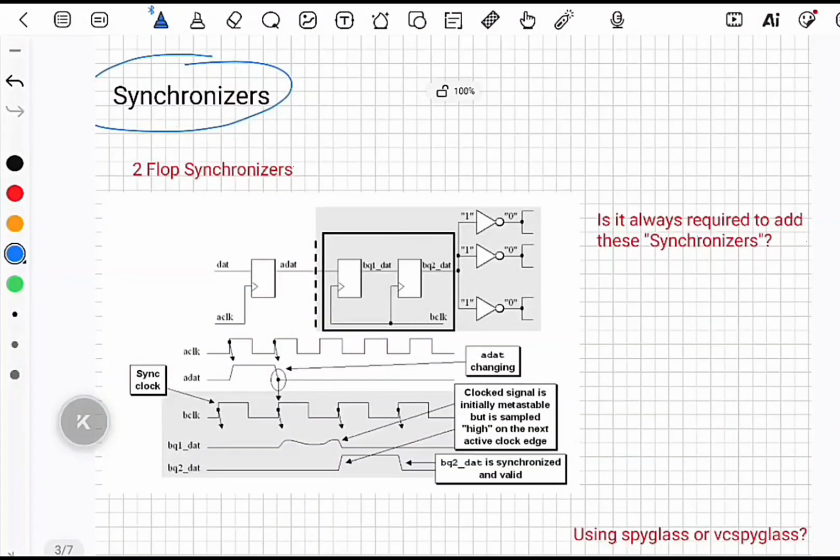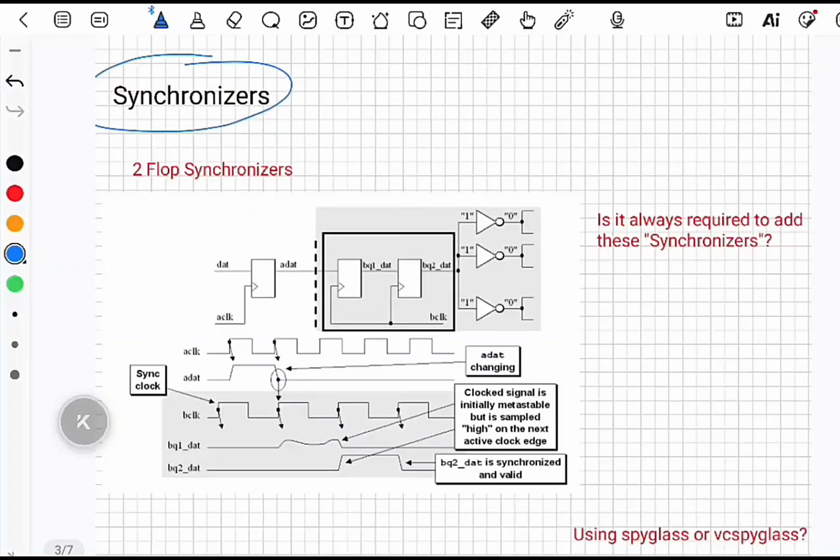That's where synchronizers come in. What are synchronizers? Synchronizers are basically a type of setup which will help you mitigate the CDC issues, or the metastability issues to be more particular. So let's talk about synchronizers.